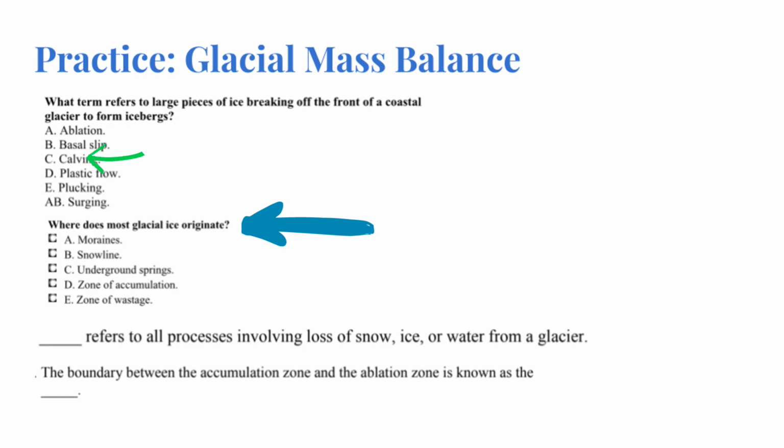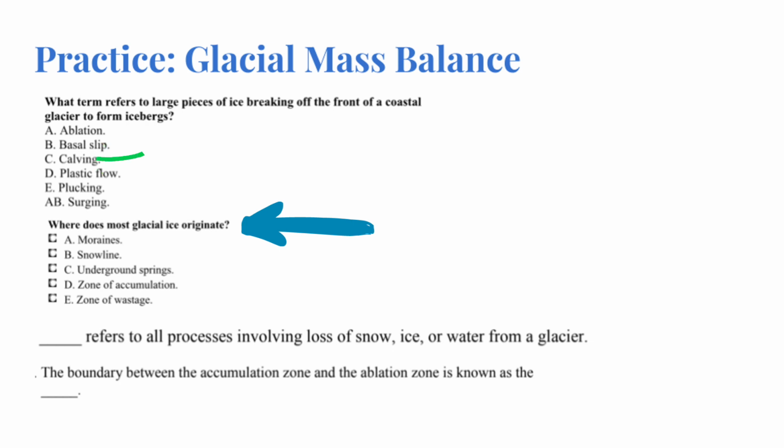So A, moraines. This is false because moraine is a definite depositional feature. So this is not the answer. B, snowline. Snowline is basically the ELA, or the equilibrium line of a glacier, and it's not true either because B, or snow line, basically describes the area where the accumulation rate equals the ablation rate. So this is not correct.